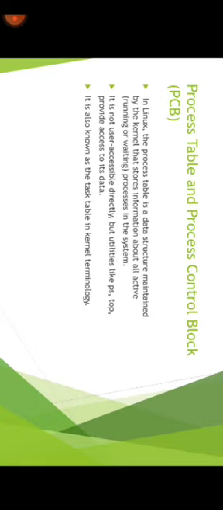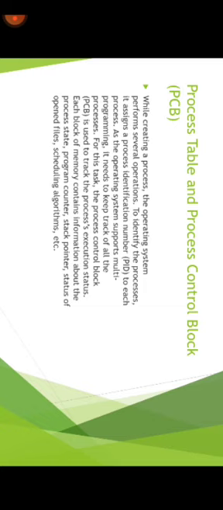In Linux, the process table is a data structure maintained by the kernel that stores information about all the active, running or waiting processes in the system. It is not directly user accessible, but utilities like ps and top provide access to its data. It is also known as the task table in kernel terminology.